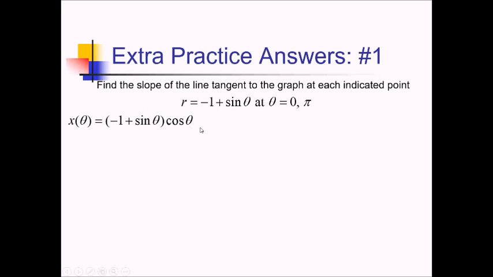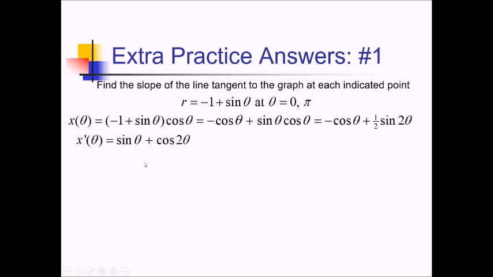And I'm going to simplify this a little bit before I take the derivative. So if I distribute this cosine, I've got negative cosine of theta plus sine of theta cosine of theta. And this sine cosine of theta, well, 2 sine cosine is really sine of 2 theta, so this is going to be 1/2 sine of 2 theta. Now taking the derivative of this, derivative of negative cosine is going to be positive sine of theta. And derivative of 1/2 sine of 2 theta using the chain rule, that's going to be 1/2 cosine of 2 theta times 2. So the 1/2 gets canceled.